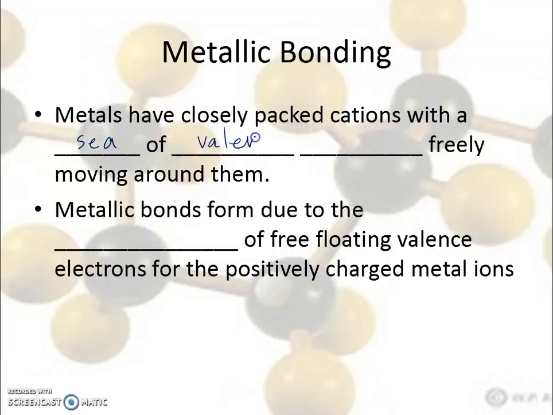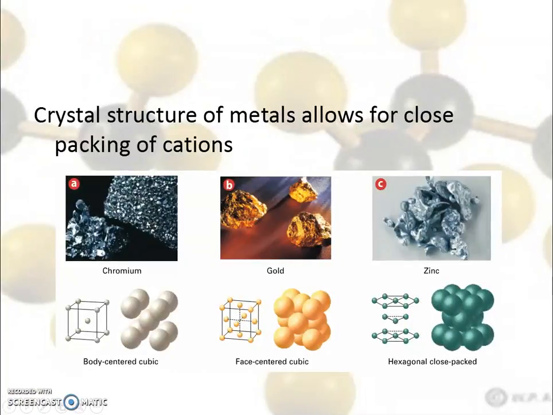Metallic bonding: metals have closely packed cations with a sea of valence electrons freely moving around them. Metallic bonds form due to the attraction between these free-floating valence electrons and the positively charged ions. I don't remember exactly what goes here, I'm so sorry. But these come together, and there are free-floating valence electrons that go from positive ion to positive ion, and that's what allows current to go through.